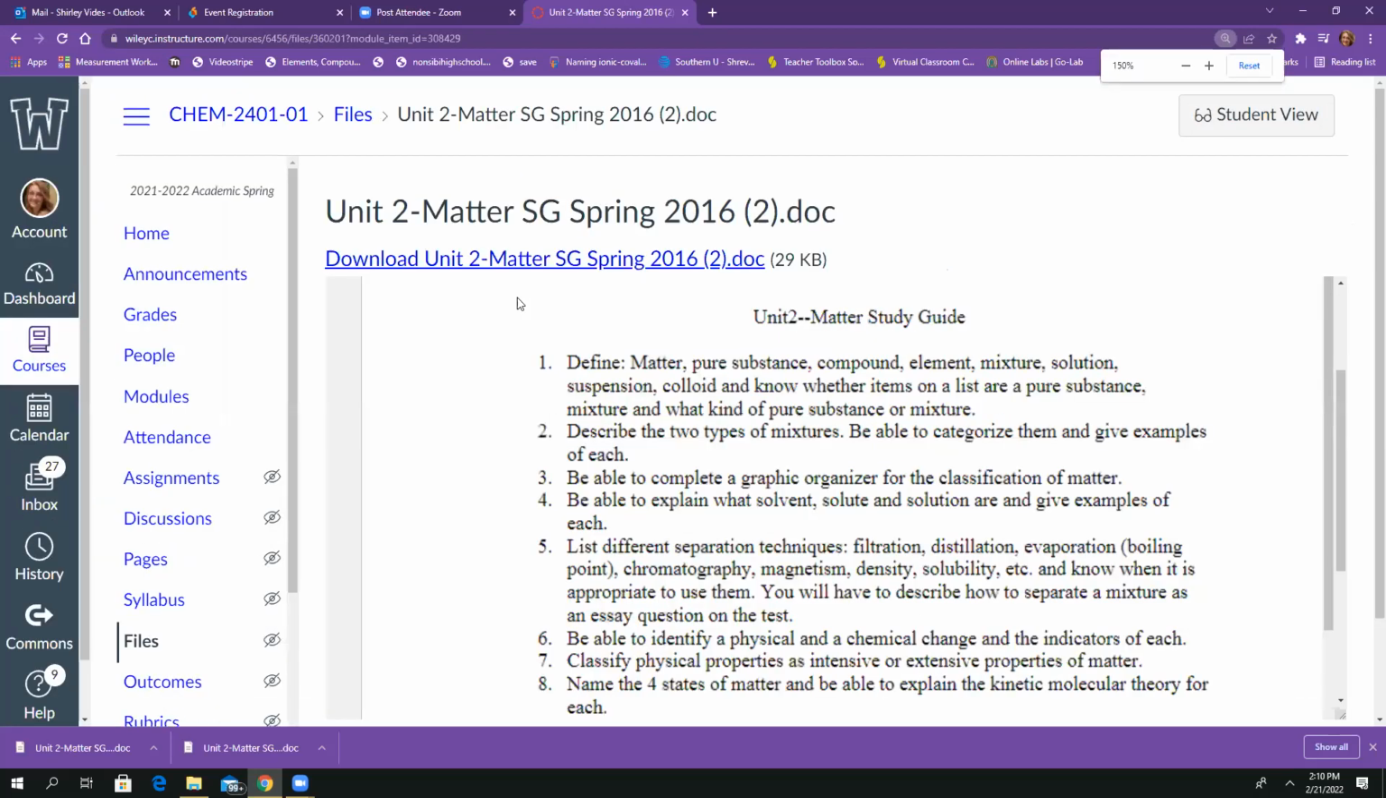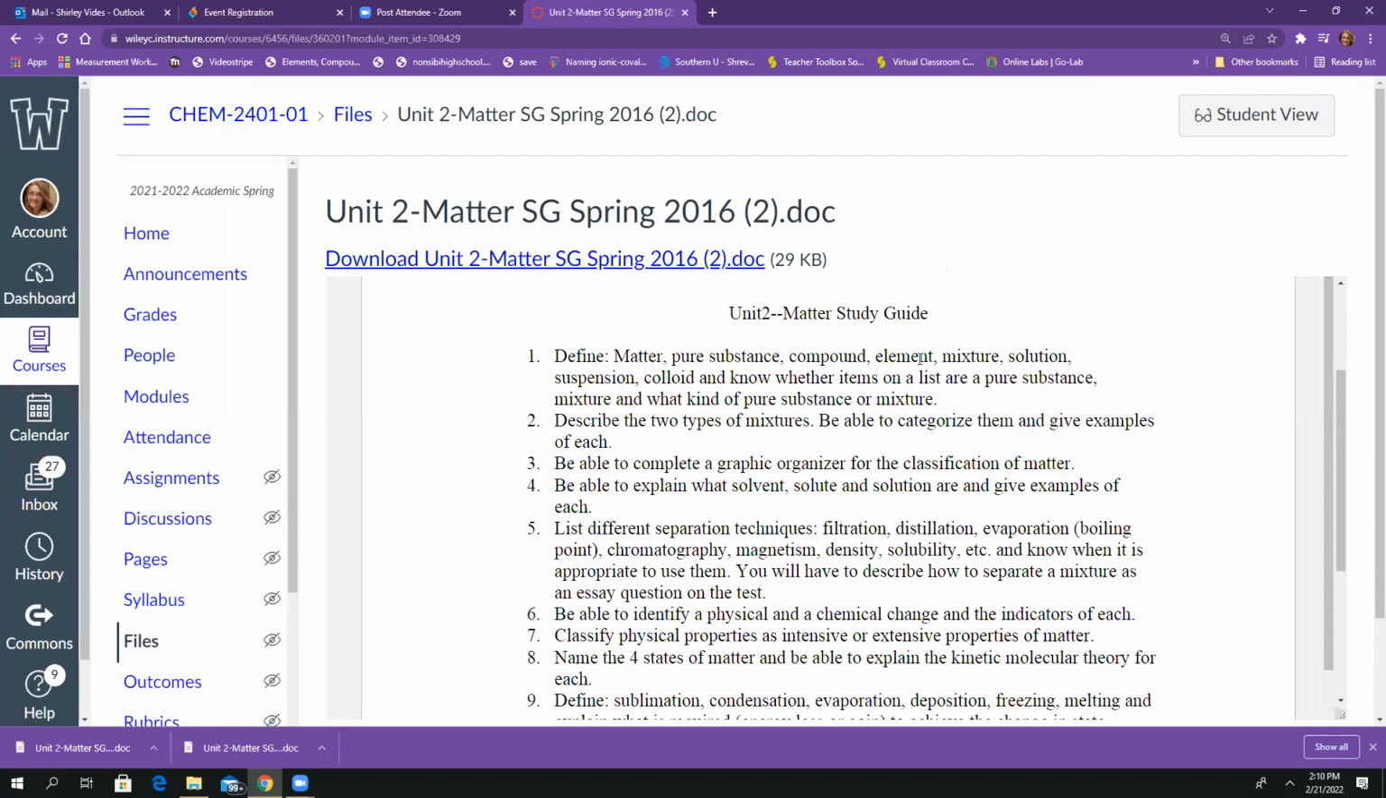according to this, we have to have definitions of matter, pure substance, compound, element, mixture, solution, suspension, colloid, and know whether the items on the list are whatever those are, right? Describe the two types of mixtures. Make sure you know how to categorize and give examples. Be able to complete a graphic organizer like the one I gave you. Be able to explain what a solvent, solute, and solution are. List different separation techniques, which are for your essay question.